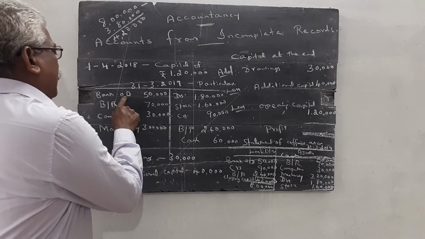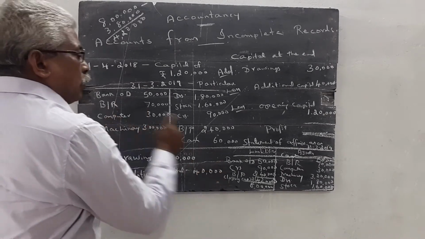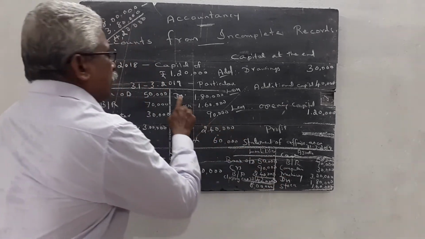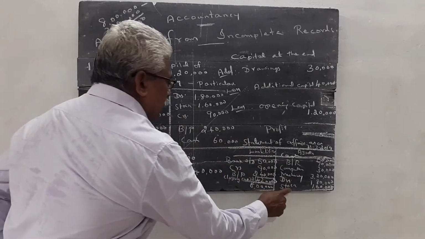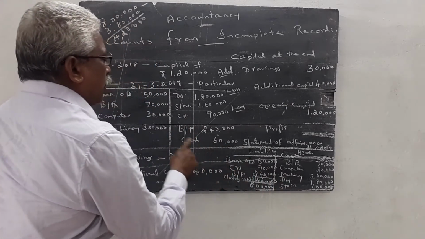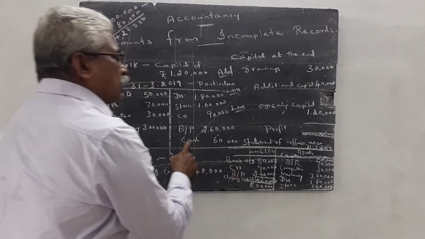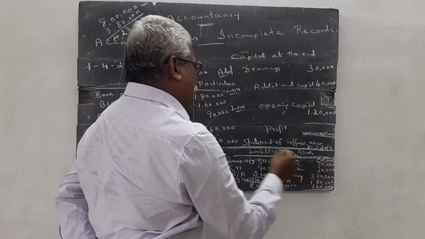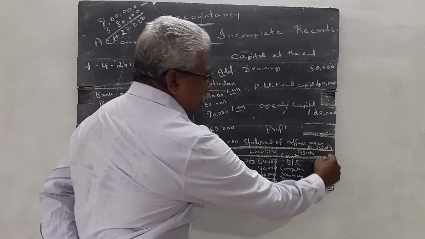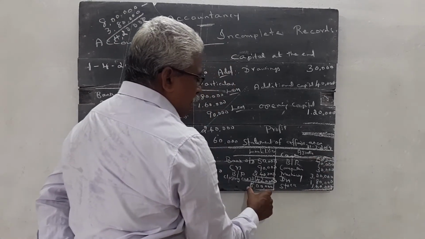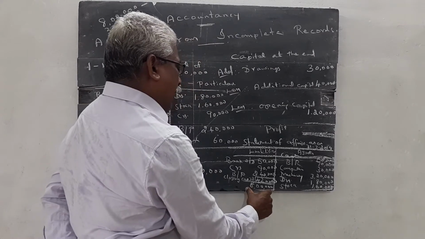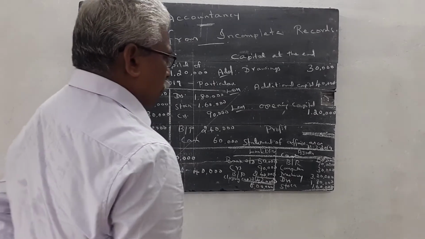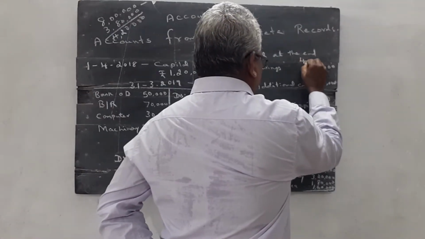Bank overdraft is a liability. Bills receivable is an asset. Computer is an asset. Machinery is an asset. Debtors is an asset. Stock is an asset. Creditors is a liability. Bills payable is a liability. Cash is an asset. So first we total; the difference between assets and liabilities is equal to capital. Total on this side is 8 lakh. This side also we write 8 lakh. 8 lakh minus 3,80,000 is equal to 4,20,000. So capital at the end is 4,20,000.